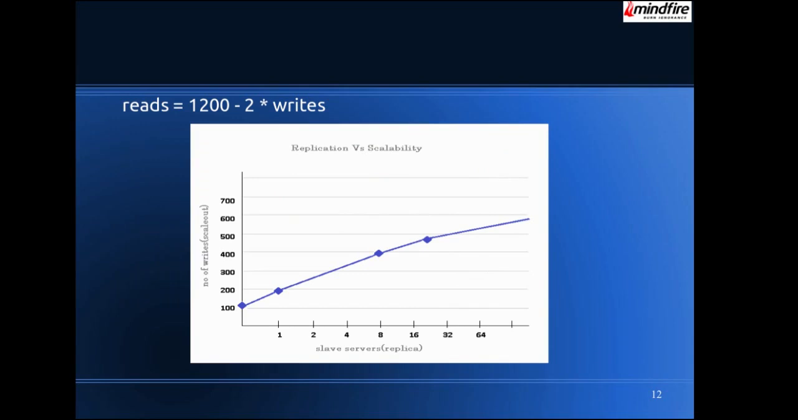So this is how it behaves in a graph. If we have one master and one slave, the system can approximately support 200 reads simultaneously. And now with the increasing number of slaves, the number of reads increases, and the system is scaling out.